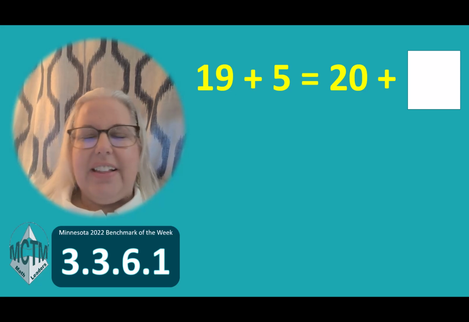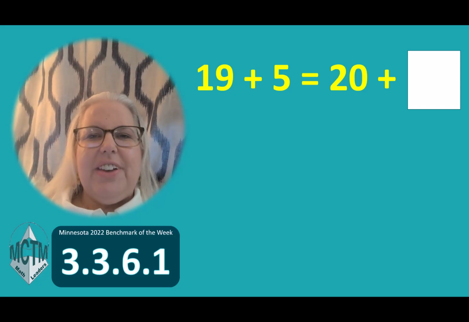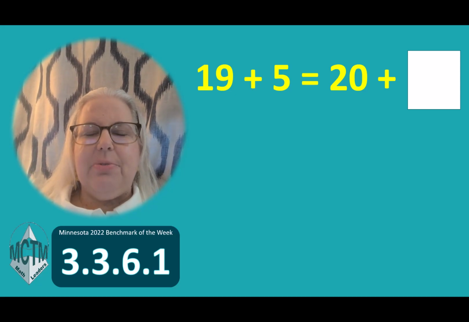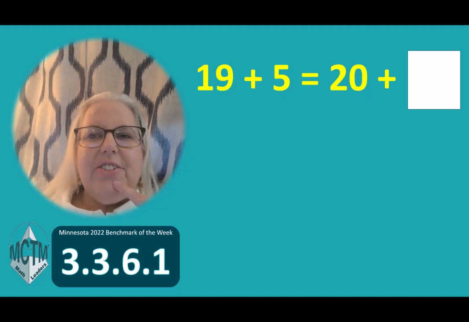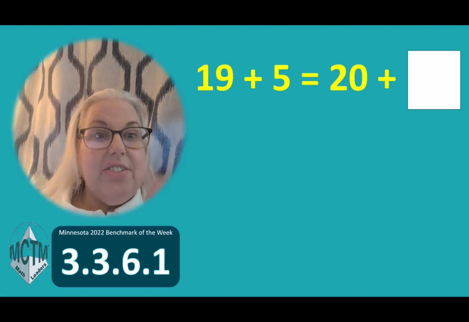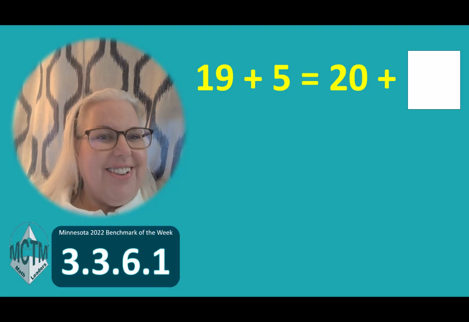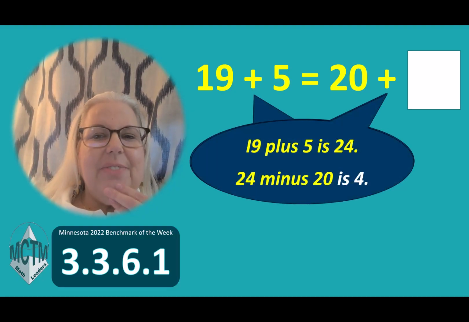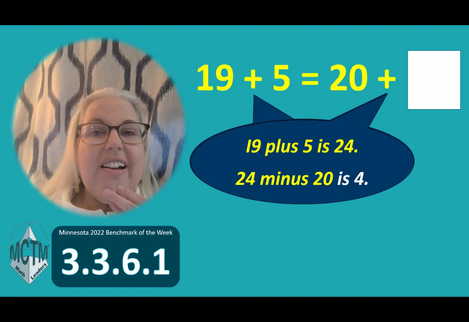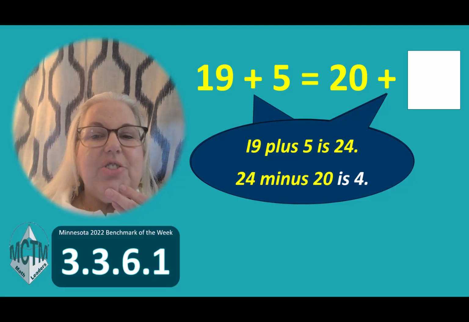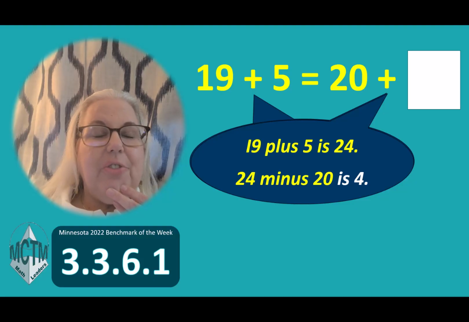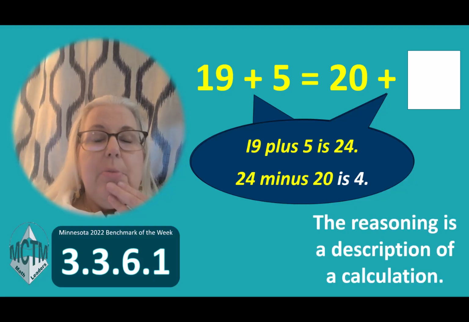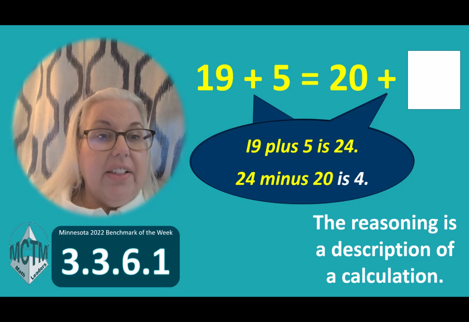Here's a similar but slightly different problem that I'm going to use. I took this one from Pam Weber Harris. You'll see why in a second. And if we asked our students what goes in our box, there's a couple things our students might do correctly. So let's talk about what they might do correctly. A student who does this correctly might say, oh, 19 plus 5 is 24. And then I just took 20 away from 24, and that gave me 4. Correct answer, but it's not relational thinking. The reasoning here is a description of the calculation they did.